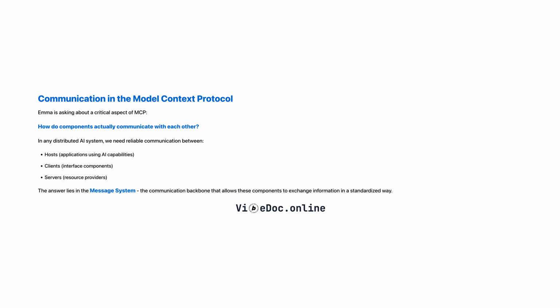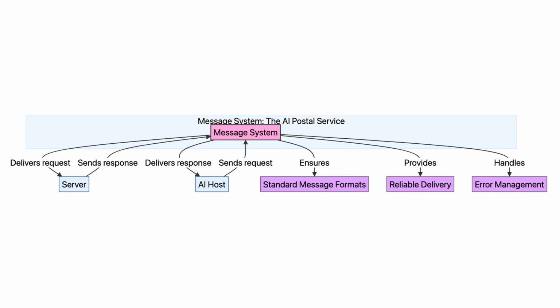So, we've been talking about the protocol architecture in MCP, but I'm still wondering, how do all these components actually talk to each other? Like, when a host needs to communicate with a client or server, what's actually happening under the hood?